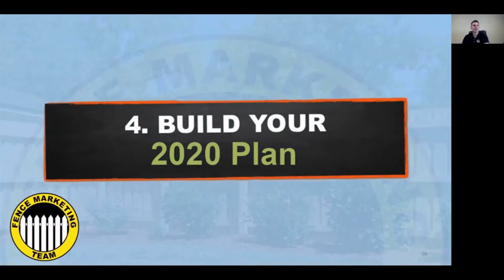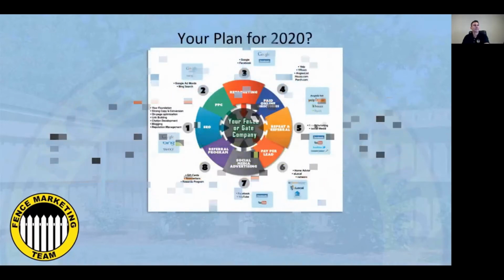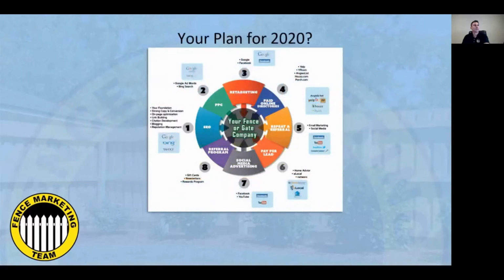So let's build your plan. Part of your plan can include SEO, pay-per-click. With pay-per-click, you have retargeting. Those are the little ads that will follow people around. So you run Google ads with remarketing, and then your ads continue to follow them around. You can do paid online directories such as Yelp, Angie's List, Houzz, and so on.